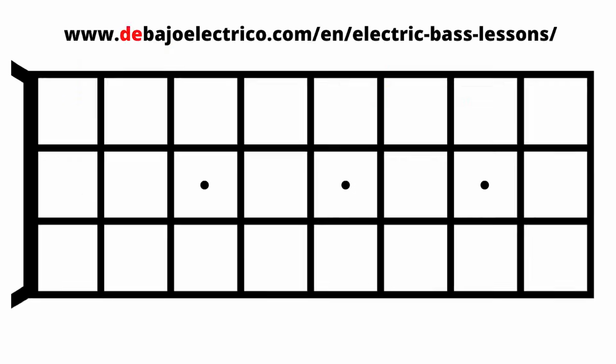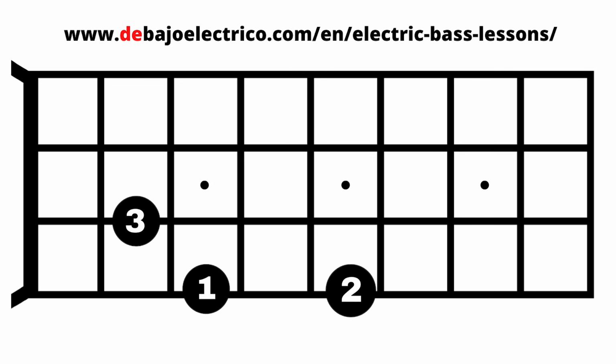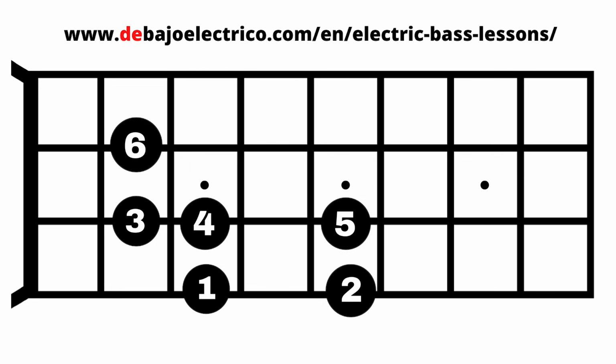The major scale is formed by the tonic, a 1st, a major 2nd, a major 3rd, a perfect 4th, a perfect 5th, a major 6th, and a major 7th. That's one semitone away from the octave.